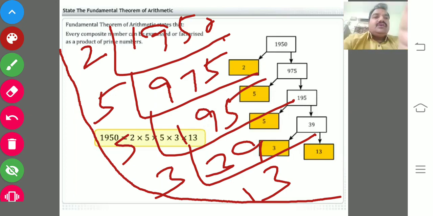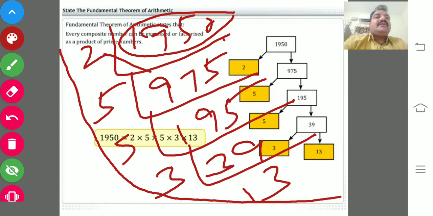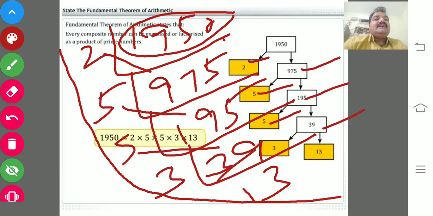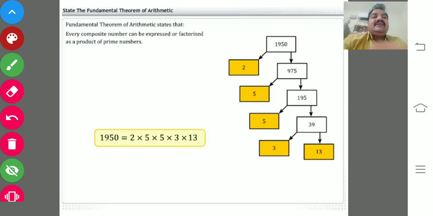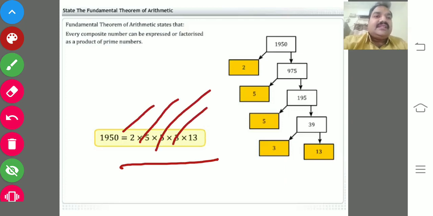Now 1950 can be represented as 2 into 975. I have represented it in a tree model also. And here 975 can be represented as 5 into 195. And of course 195 can be represented as 5 into 39. And 39 can be represented as 3 and 13. So finally you will conclude that 1950 can be written as 2 into 5 into 5 into 3 into 13.